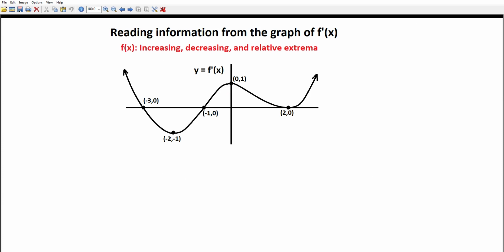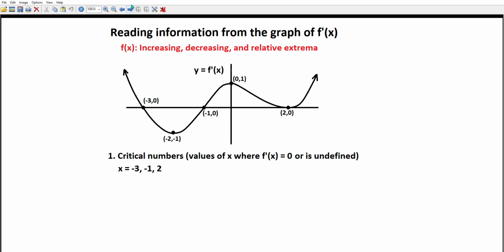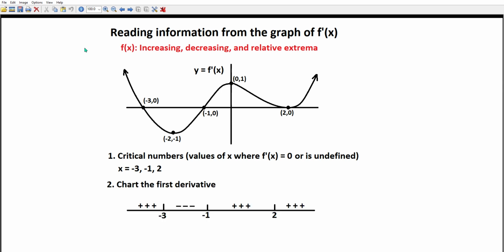This time we're given the graph of y equals f prime of x. If you have a graph of y equals f prime of x, charting the first derivative is even easier. So the first step is to find the critical numbers. Those are places where the first derivative is 0, so minus 3, minus 1, and 2 are our critical numbers. Now we make our chart. We observe that when x is less than minus 3, the derivative is positive, so we have pluses here. Between minus 3 and minus 1, the derivative is negative. Remember, this is the graph of the derivative. Between minus 1 and 2, positive. And between 2 and infinity, also positive.